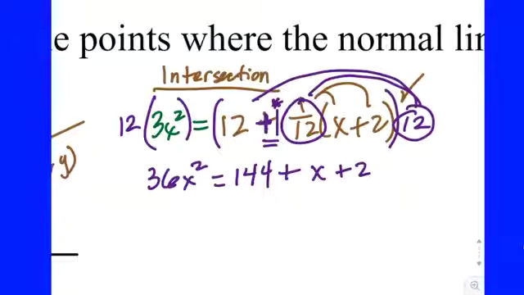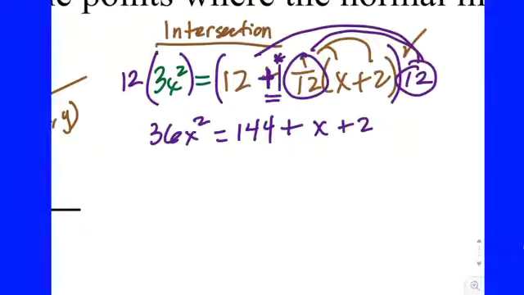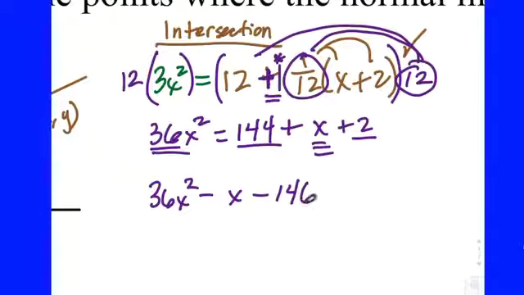If it were a negative minus, you could multiply both sides by negative 12 if you wanted. But that's a careless mistake where some people go wrong. All right, so now I have a squared term, a non-squared term, and a constant. How do we solve those? Get everything on one side, set it equal to 0. So I'm going to have 36x squared minus x, and that becomes minus 146, and it equals 0.